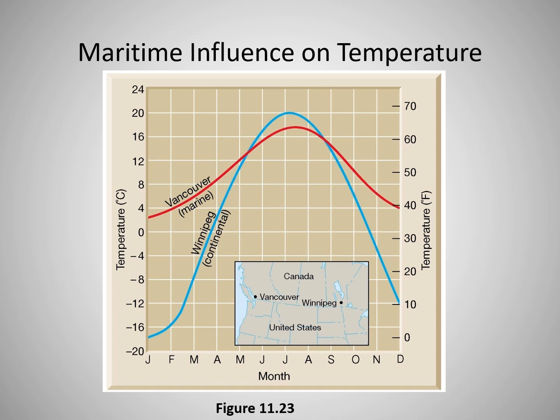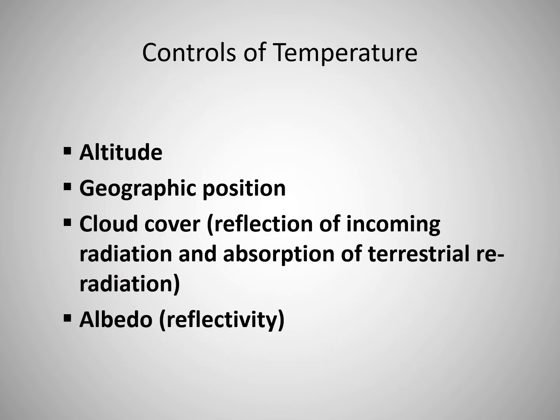Okay, now for the next question. Who has a hotter summer? Everybody see that in the middle? Yeah, Winnipeg. Just in general, Vancouver's curve is more flat. Why? Because they're on the coast, so they have the moderating influence of a maritime environment.